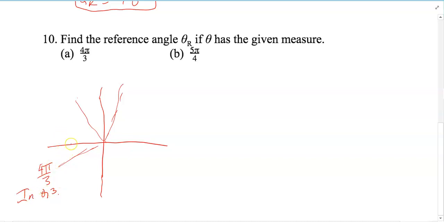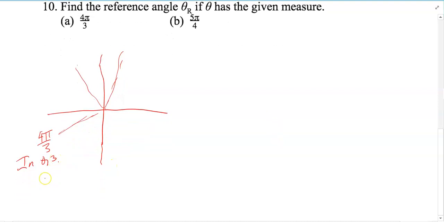And so what we want to do with quadrant 3 is subtract pi. So it will be 4 pi over 3 minus pi, and pi we can write as 3 pi over 3. And so our final answer will be a reference angle of pi over 3.